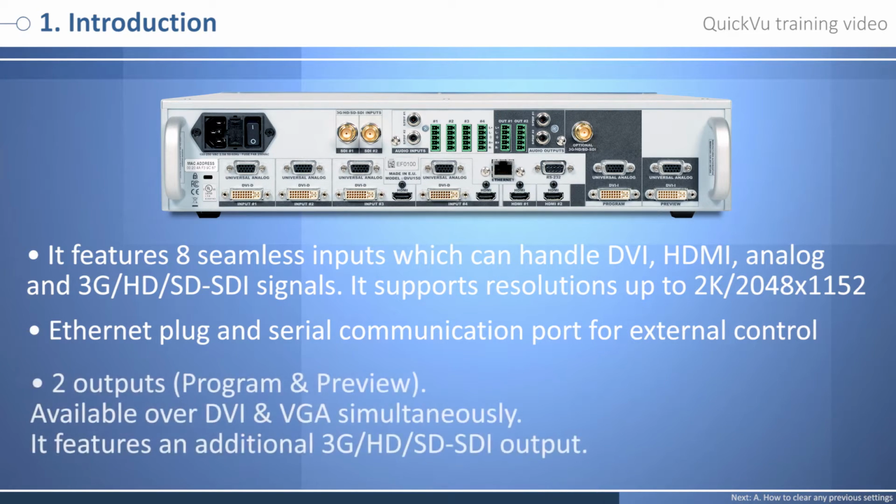It features 2 outputs, program and preview, both outputs available over DVI and VGA simultaneously. The QuickVu reference QVU150-3G features an additional 3G HD SD SDI output.